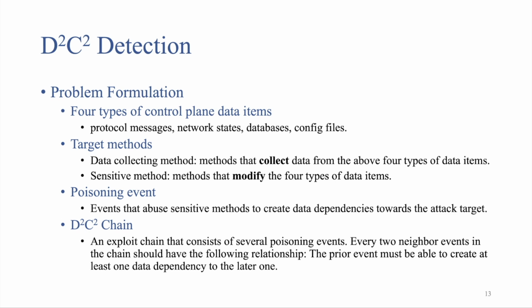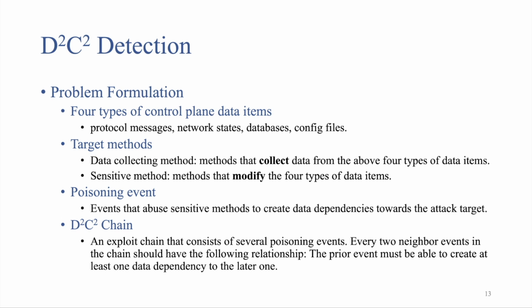The first type of method is called data collecting method, which collects data from the 4 categories. The second type of method is called sensitive method, which will be abused to poison other data items and propagate the attack. Also, a D2C2 consists of many phases, and in each phase, a data collecting method collects poisoned data, and a sensitive method will be abused by the collected data. We call such a procedure a poisoning event. Finally, we call the chain of events a D2C2 chain.